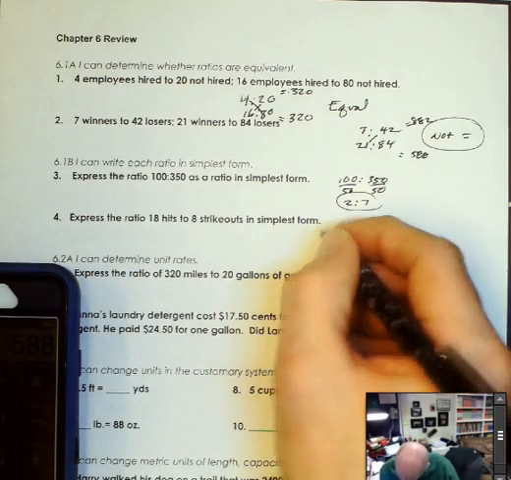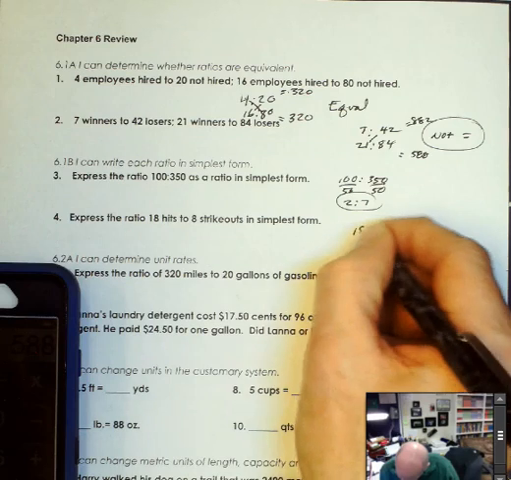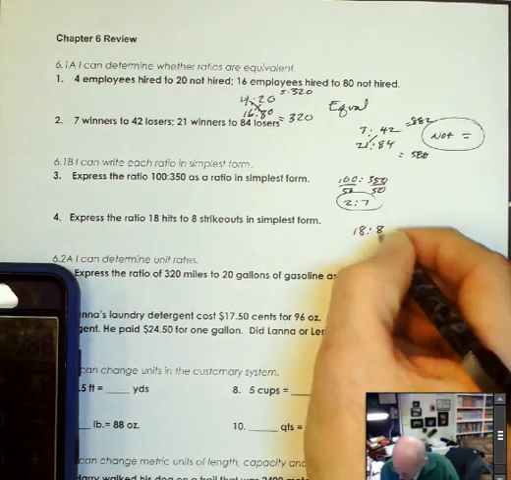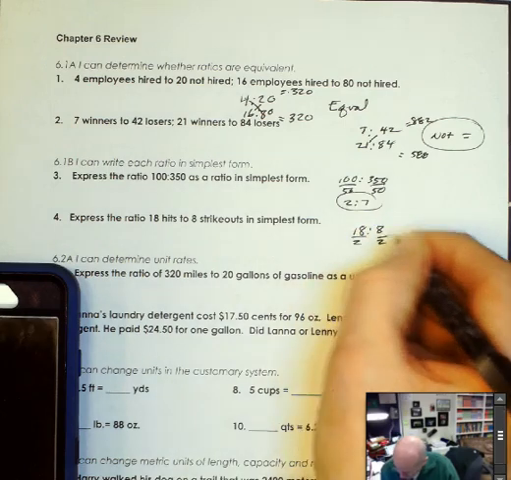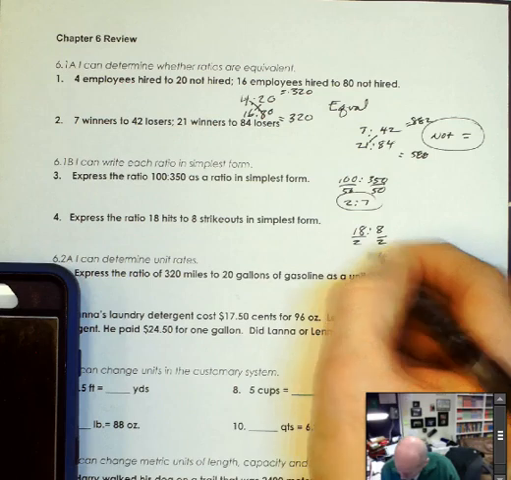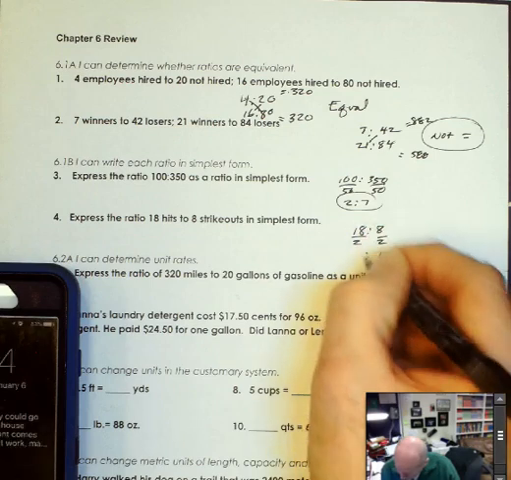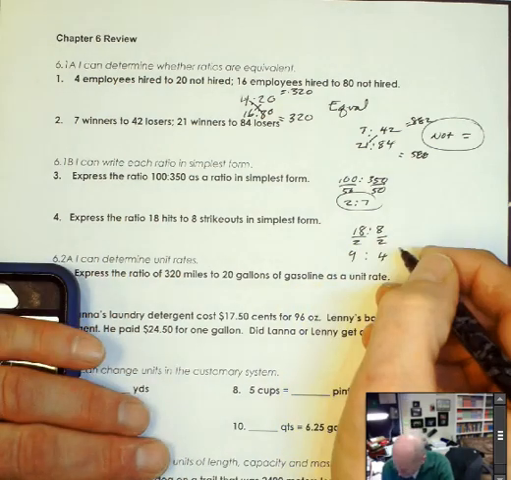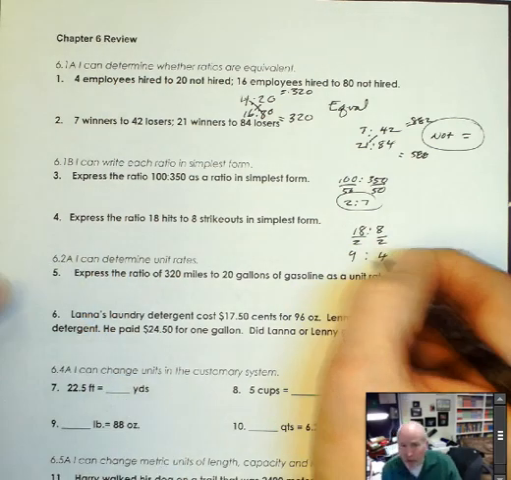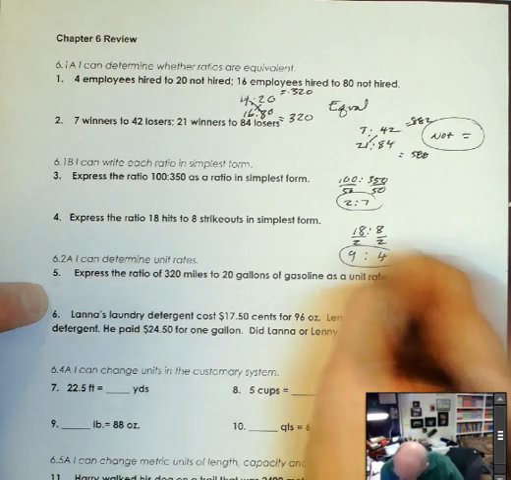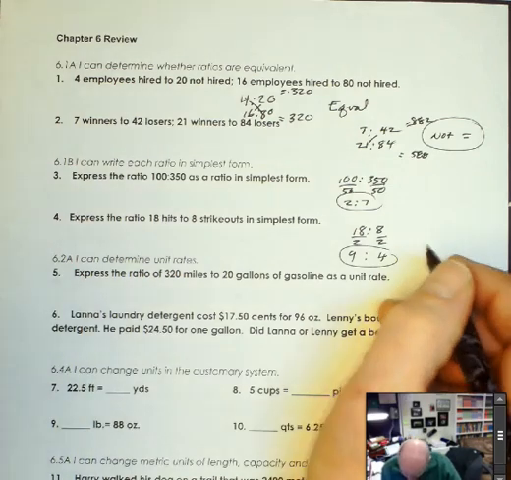So this one here, we have 18 hits to 8 strikeouts. I'm not sure, so I'm just going to try dividing by 2. 8 divided by 2 is 4, and 18 divided by 2 gives me 9. And so I've got 9 to 4. And that ratio is in simplest form as well. Can't get any simpler.